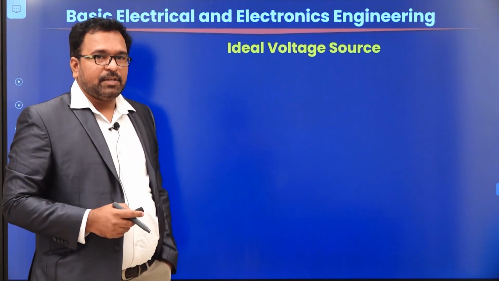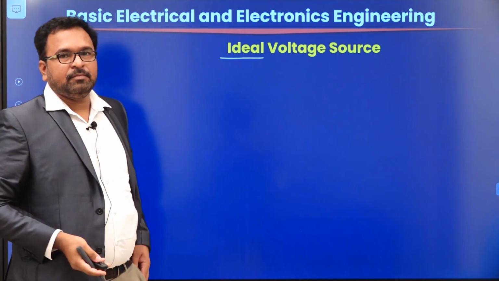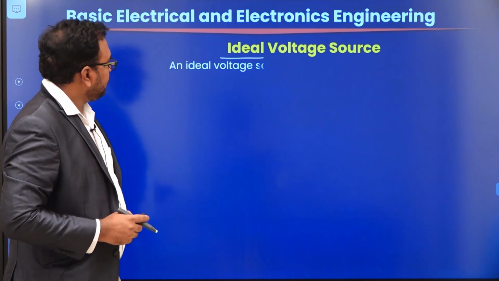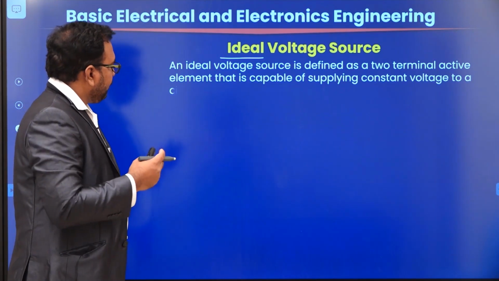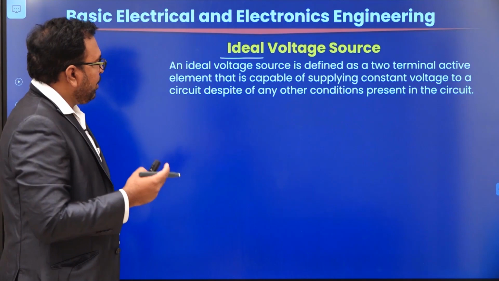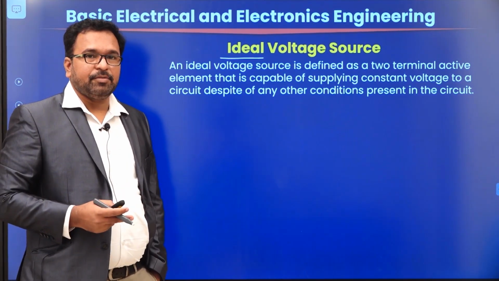What is meant by ideal first? So ideal is nothing but perfect. Perfect means it has to give 100% of the output value. So an ideal voltage source is defined as a two-terminal active element that is capable of supplying constant voltage to a circuit despite any other conditions present in the circuit.